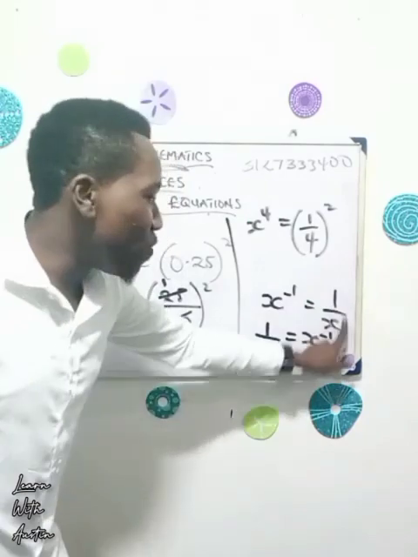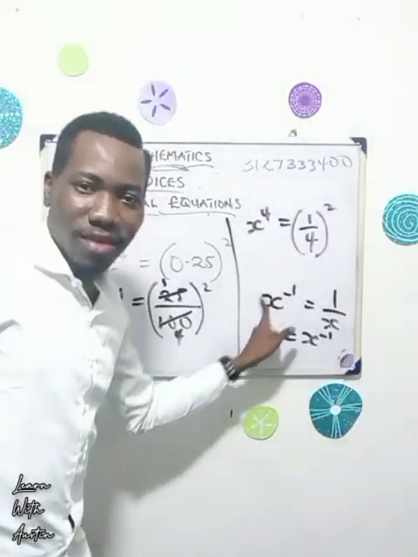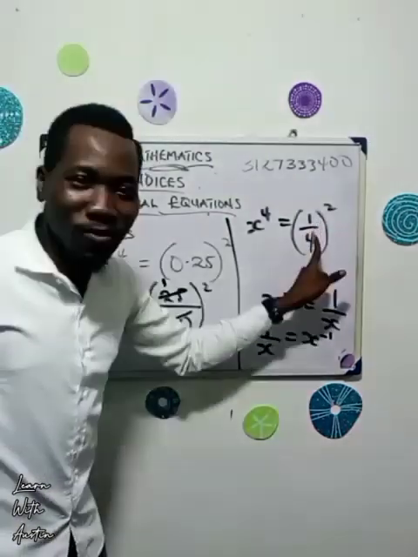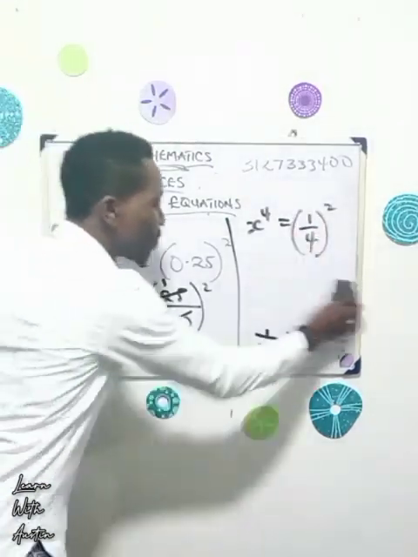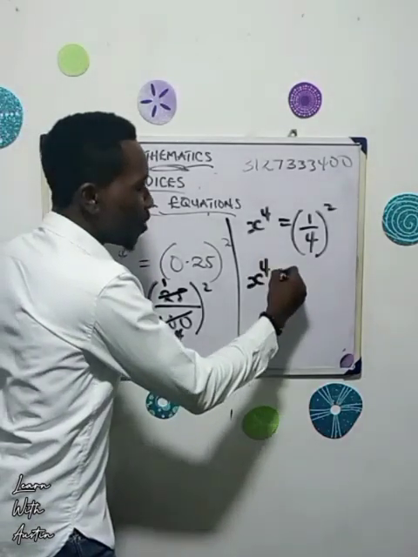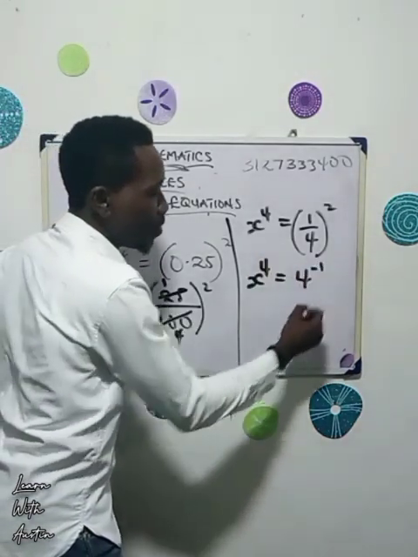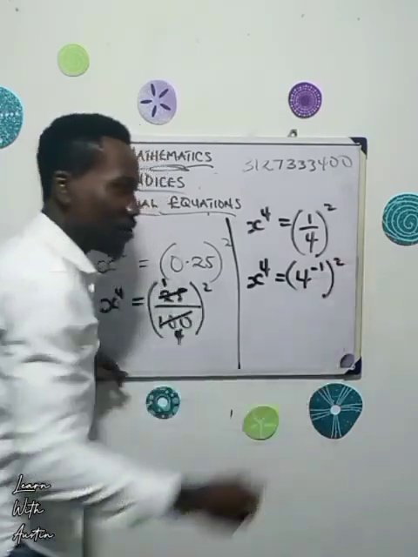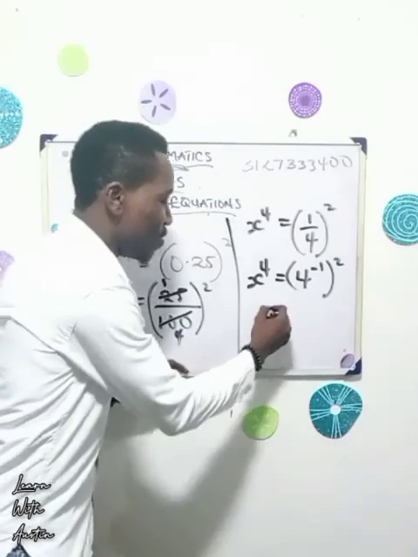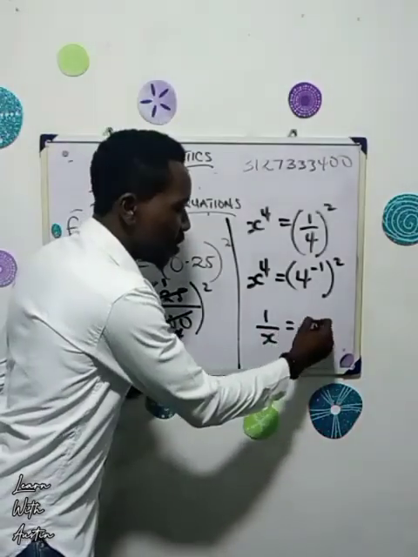Okay, so 1 over x can be rewritten as x raised to the power minus 1, alright? So we can write 1 over 4 in that same form, and it's going to give us what? x raised to the power of 4 equals 4 raised to the power of minus 1, all raised to the power of 2. We've just written this one in this form, just the same way we can write 1 over x in this form.